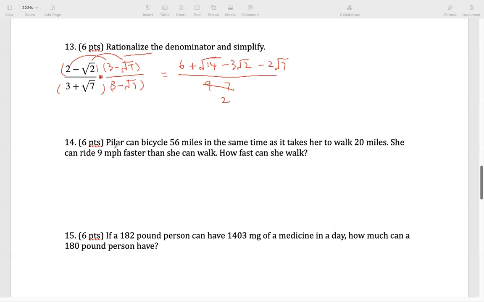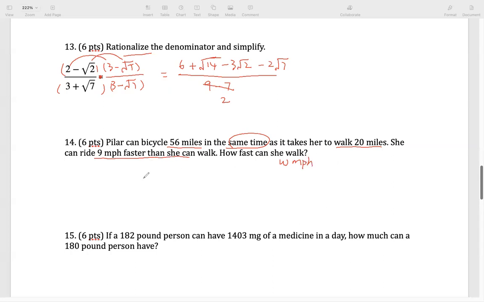Let's see 14. Pilar can bicycle 56 miles in the same time as it takes her to walk 20 miles. So she can ride 9 miles per hour faster than she walks. So how fast can she walk? Let's say she can walk W miles per hour.